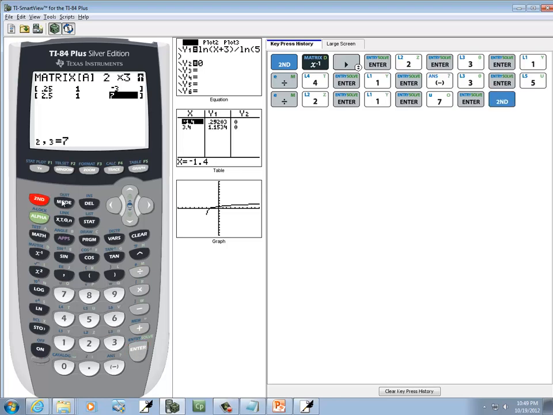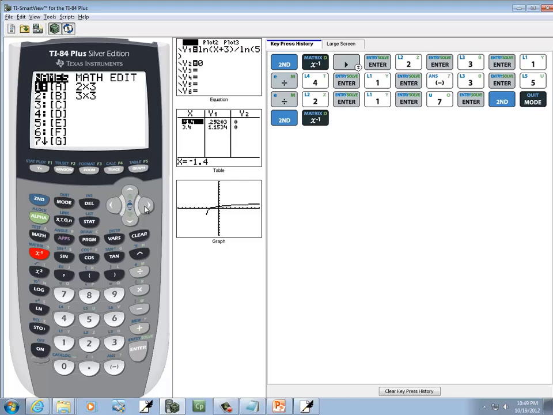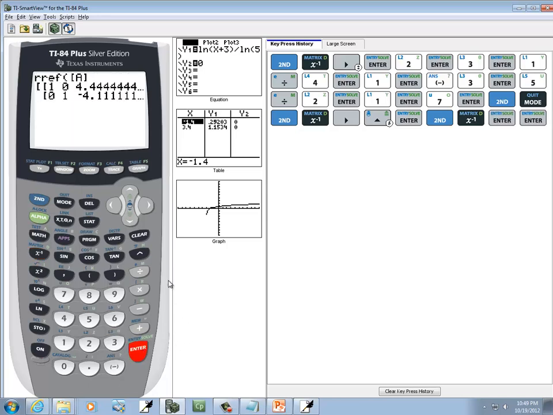I'm going to do a second mode to exit out. Then we'll go back into our matrix menu. So I do second, x and negative 1. Right arrow to math. Up arrow to RREF. Enter on it. Then go back into my matrix menu. Second, x and negative 1. Enter on A. And enter again.